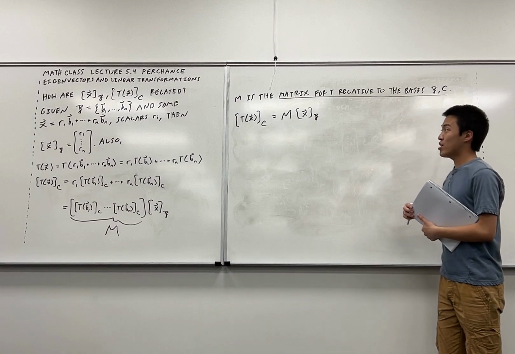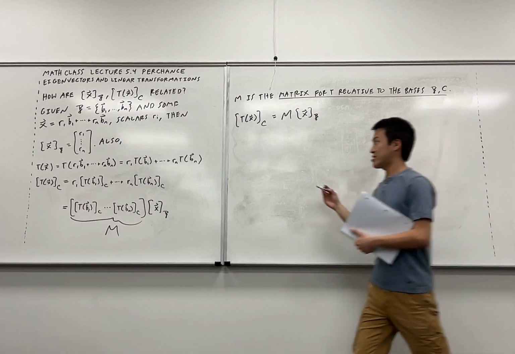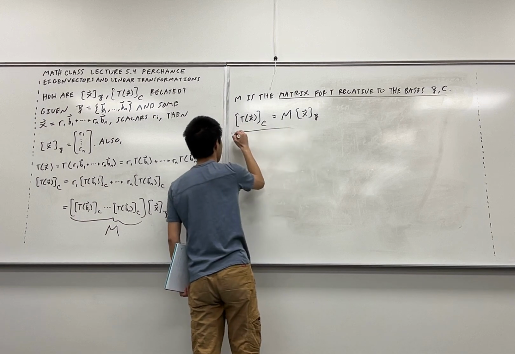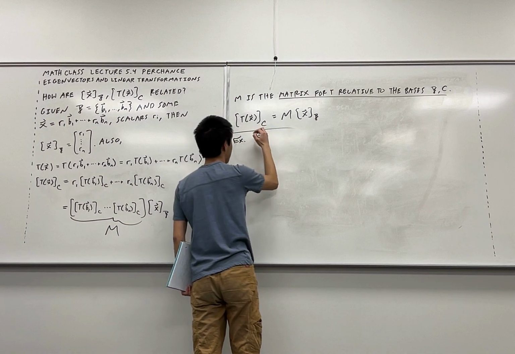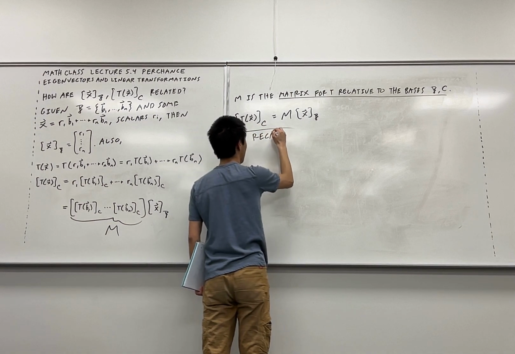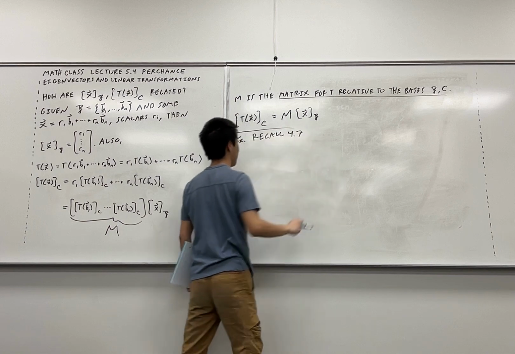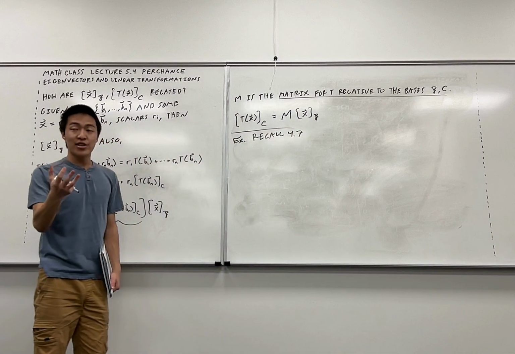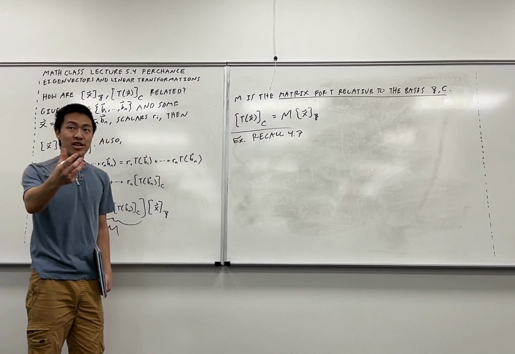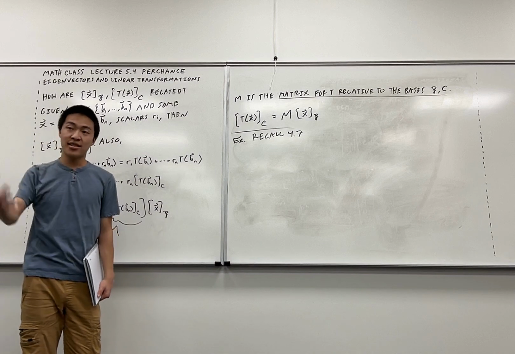So when you do a change of bases, this goes back to 4.7. So recall 4.7. When you're changing the coordinate system, are you changing the entire vector space, or are you just staying in the same vector space?